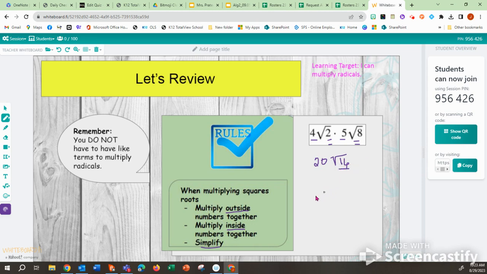So I'm going to take a look at what's underneath my square root. I'm going to ask myself, is it a perfect square? And it is. So it's going to simplify to be 4. So this is 20 times 4. There's an understood multiplication going on between the 20 and the square root of 16. And then that would simplify out to be 80. So again, when you are multiplying, you do not have to have like terms. That rule is for adding and subtracting. So outside times outside, inside times inside, simplify.